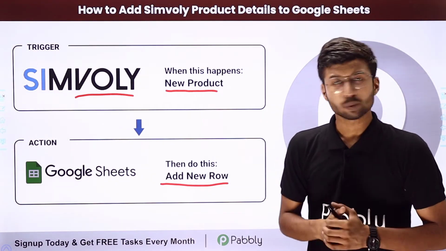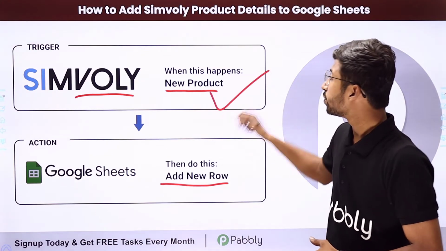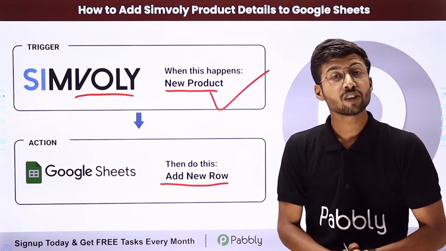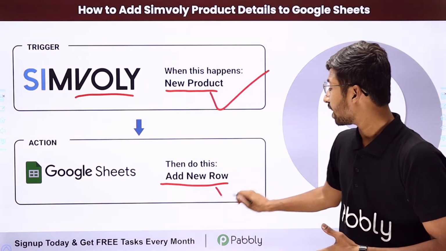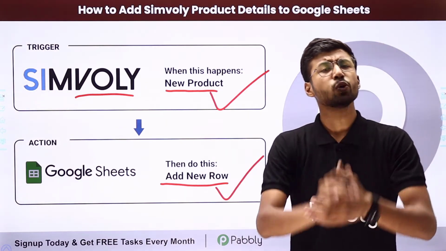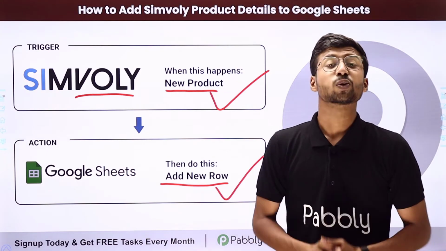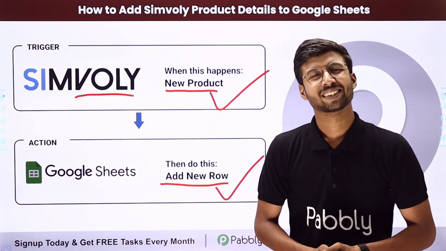So the trigger of this automation will be the addition of a new product in Simvoly, and the action will be the addition of those new product details into the Google Sheet as a new row. Now guys, how can you set up this automation? To know this, you have to come with me to my screen.